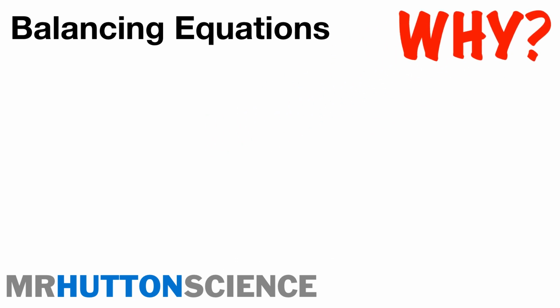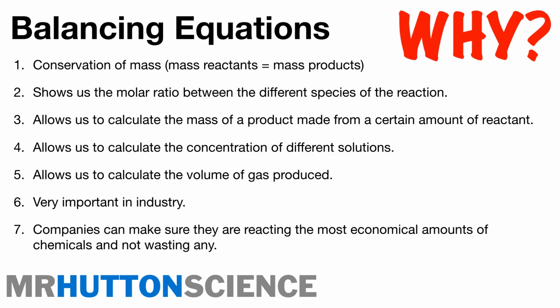Right, why do we balance equations then? There are several reasons. One, we've got to remember the law of conservation of mass. The mass of our reactants is always equal to the mass of our products, so balancing an equation makes sure that happens. It shows us the molar ratio between the different species of the reaction. So if we know how many moles of one of those species we have, we can work out the moles of another species. It allows us to calculate the mass of a product made from a certain amount of reactant.